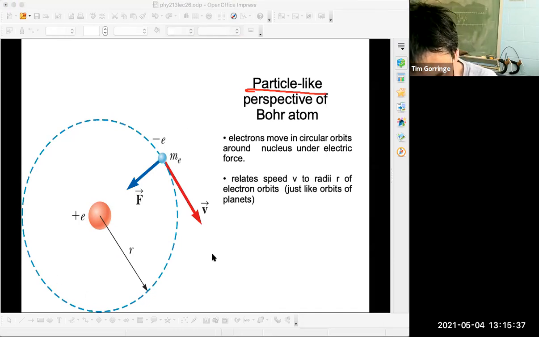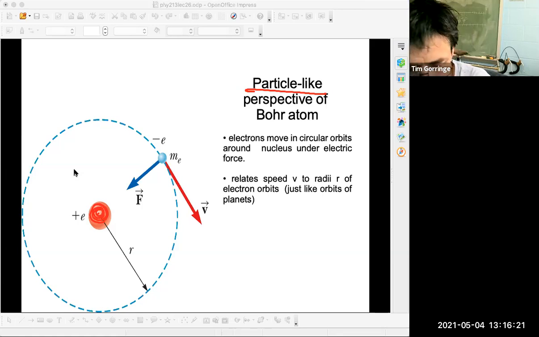And so here's Bohr's atom from a particle perspective. And in the particle perspective, we've got a nucleus, the center here, where the mass is. And then our electron is orbiting the nucleus on this circular orbit in blue here. And it's orbiting due to the electrical attraction between the positively charged nucleus and the negatively charged electron. That creates an electrical force that provides a centripetal force that causes the circular motion.